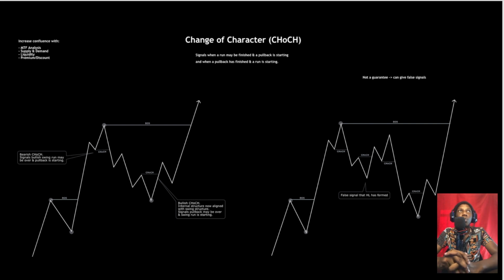Okay, so how do you increase your confluence when doing MMF analysis, supply and demand, liquidity, premium and discount? Using all those things, using fundamentals, sentiments, some news is going to help, some data is going to help, along with this, it's going to take you to the next level.